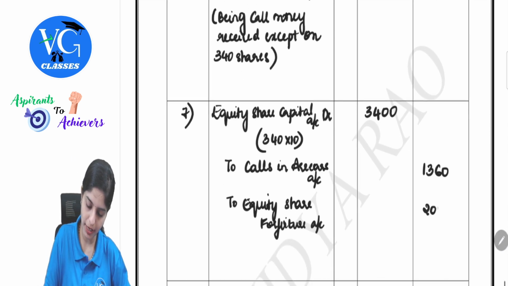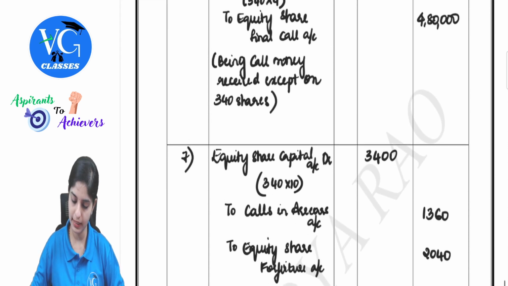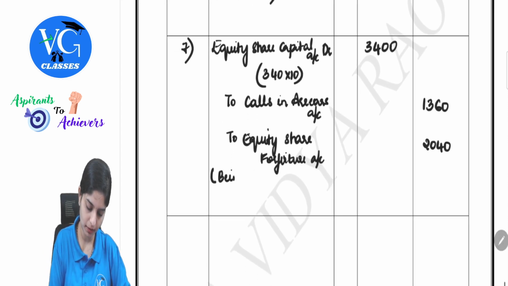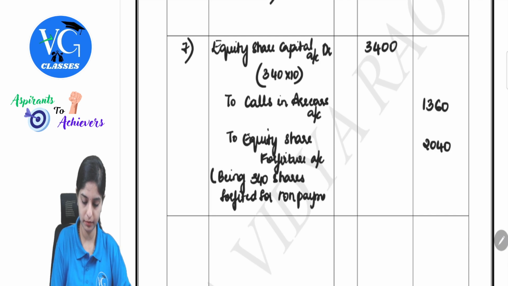We can also find this out. How much is received except on call? Call money was 4 rupees. So 6 rupees is already received. So that is nothing but 2,040. Being 340 shares forfeited for non-payment of call money.